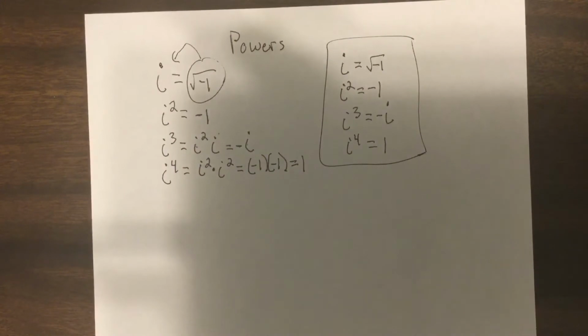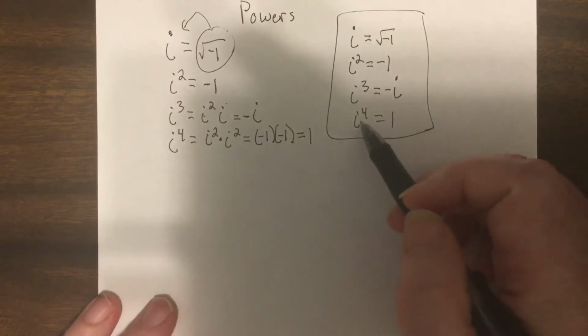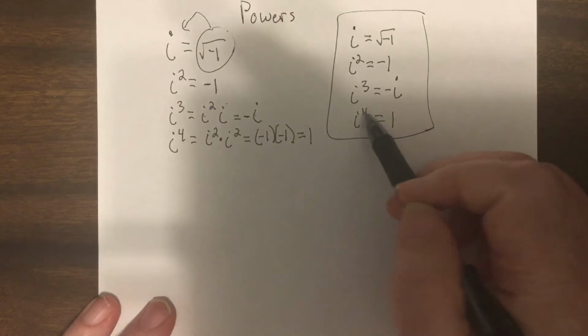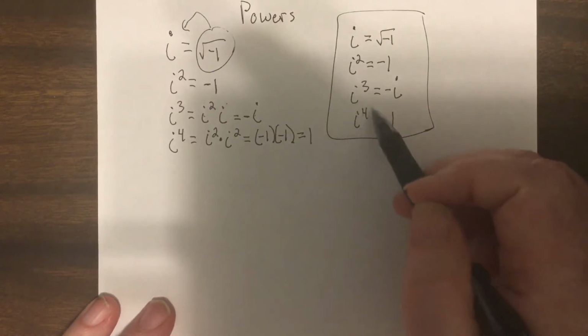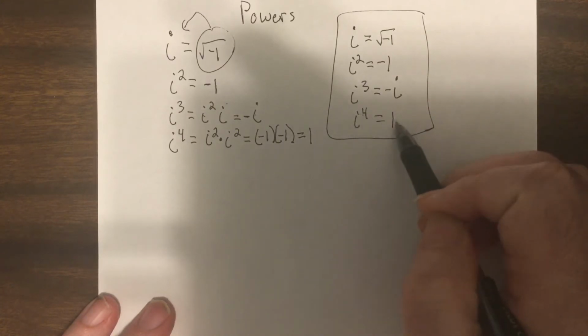Now, of course, I won't test you till next week on those, because we're doing it this week. So I don't test you on the same week. But if I said any power bigger than 4, I would just break it up into i to the fourth and whatever's left over, because i to the fourth is 1.